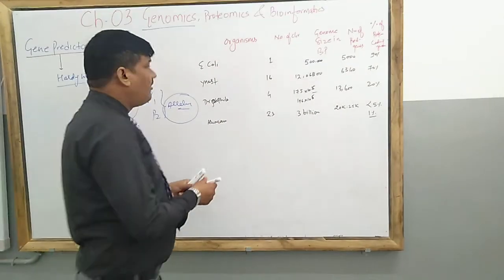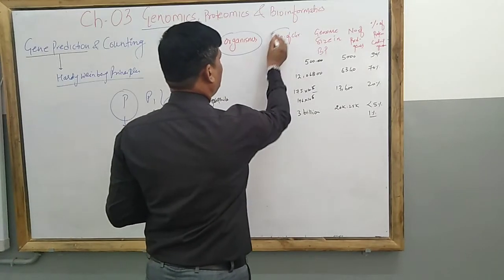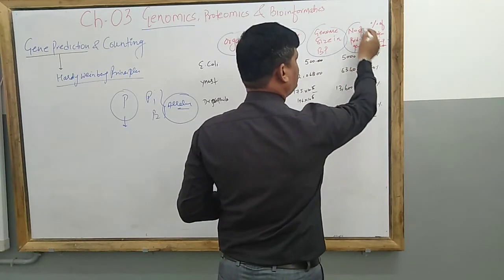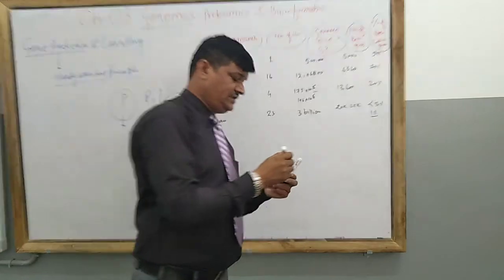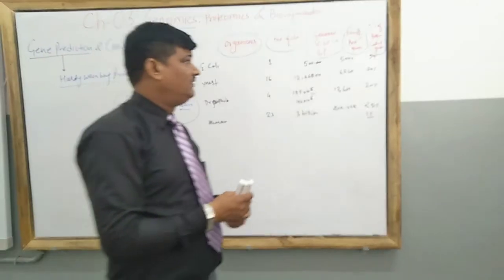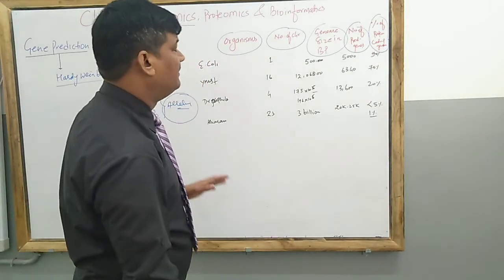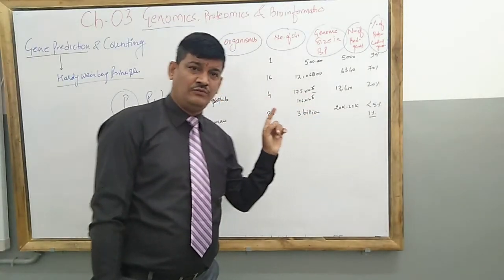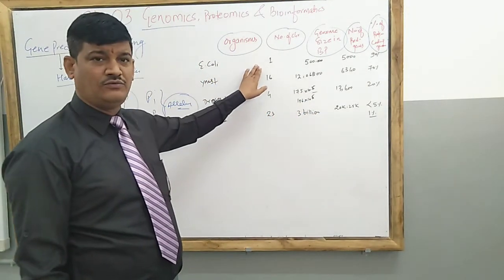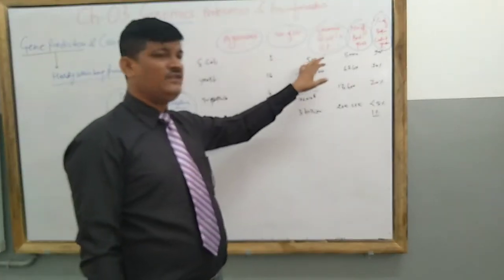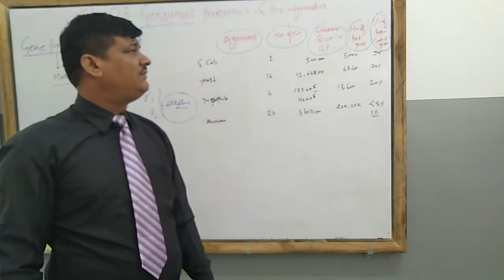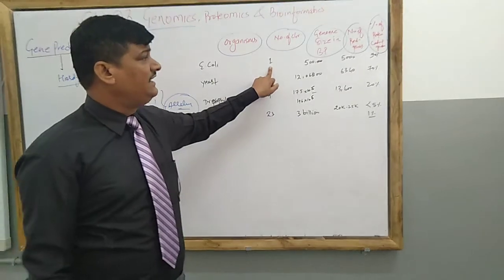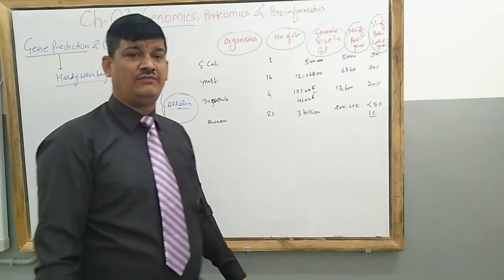For example, we are taking organisms, then the number of chromosomes, the base pair number of the present genome, the number of predicted genes, and the percentage of genome taking part in protein formation or synthesis. The first one is Escherichia coli, the bacterium. Since it is a prokaryote, its haploid chromosome number is 1, and the total number of base pairs is about 5 lakh, the number of predicted genes is 5000, and 90% of the genome takes part in protein synthesis.